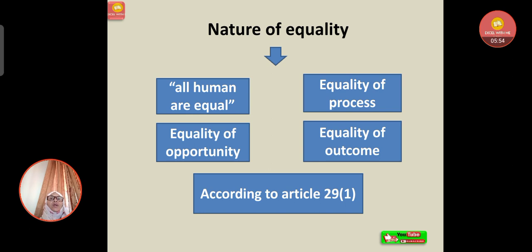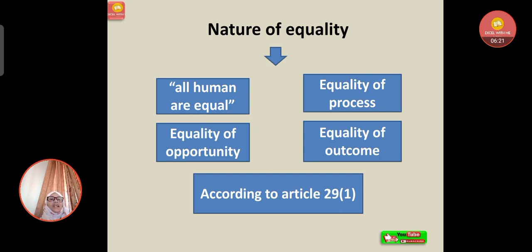Then equality of outcome is usually defined in terms of outcome in the proportional participation of certain groups in various sectors. After attaining substantial equality of opportunity, there will be a de-emphasizing of outcomes, because there are differences existing on account of a variety of grounds, not by individual choice.